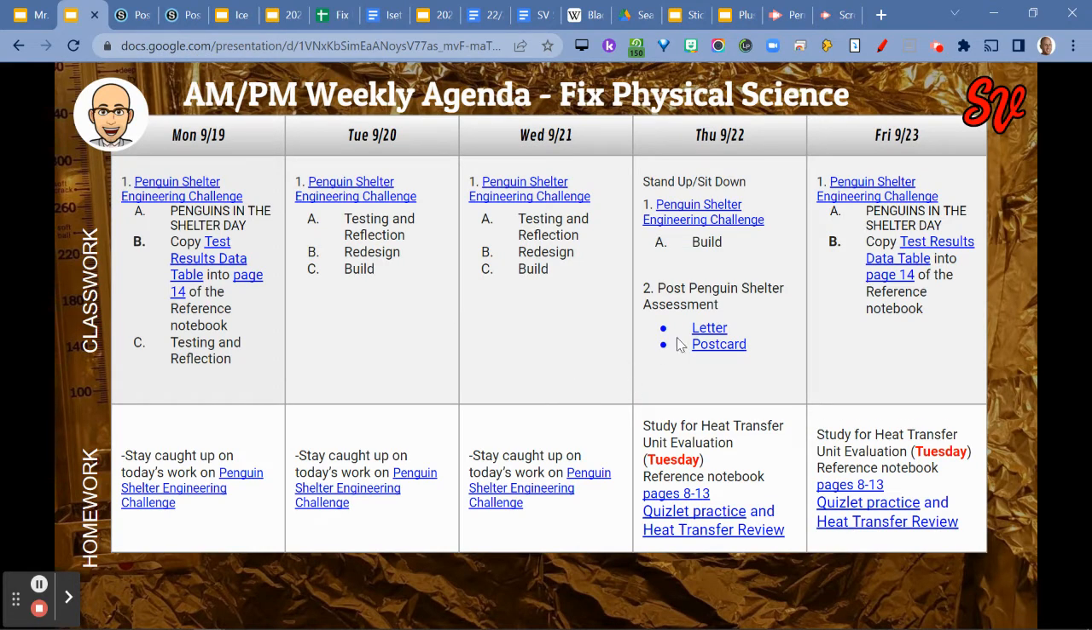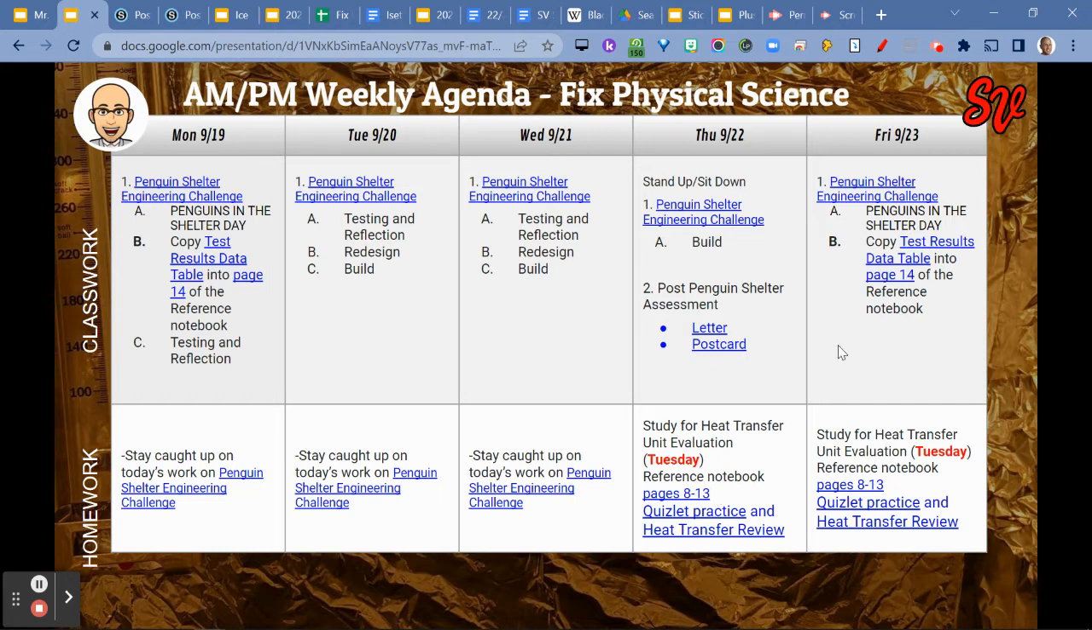In the meantime, they started the post-penguin shelter assessment. Either they chose to do letter or postcard. It's going to be due next week at some point. Then I let them know that there's going to be a heat transfer unit evaluation on Tuesday, and they have to know all the concepts on pages 8 through 13 in the reference notebook.